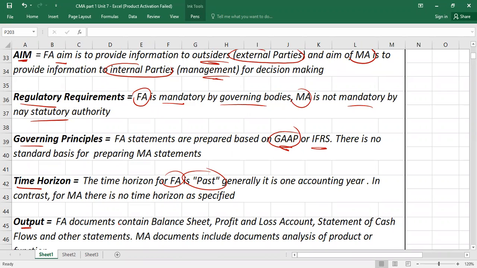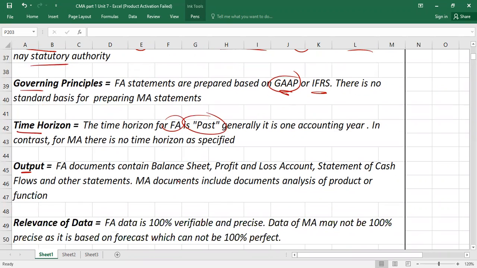Sometimes they ask the question on output. What are the outputs, guys? Under financial accounting, obviously, we prepare what? Financial statements. And financial statements include what? Balance sheet, which is also called statement of financial position. It includes income statement, which is also called statement of comprehensive income, or statement of profit and loss. It also includes statement of changes in equity, statement of cash flows, and notes to the accounts. So there are different statements.